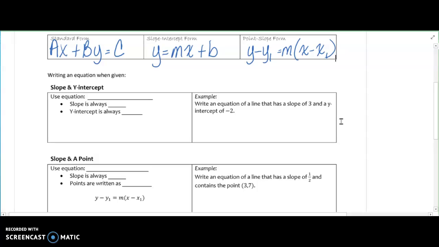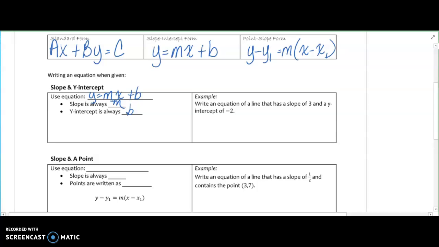Writing an equation, we can do this when we're given a slope and a y-intercept. So when we do that, you're going to use the equation y equals mx plus b, because we're given a slope, your m, and your y-intercept, your b. Your slope is always m, your y-intercept is always b.